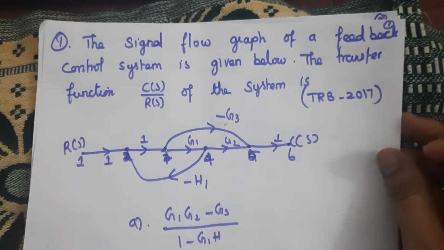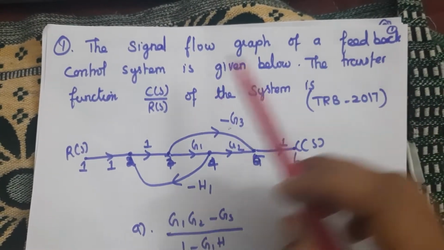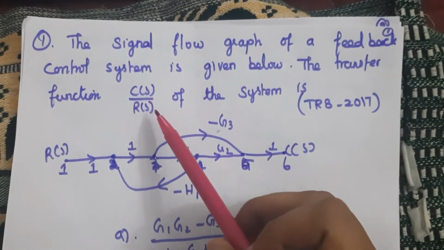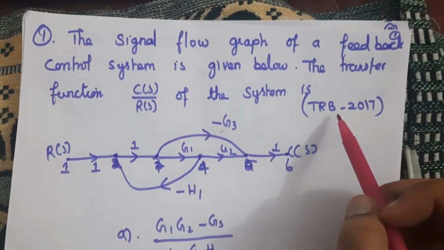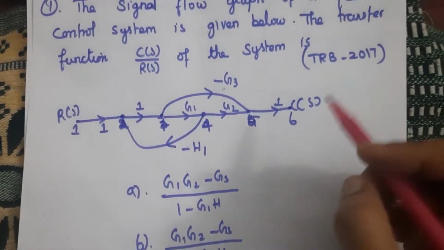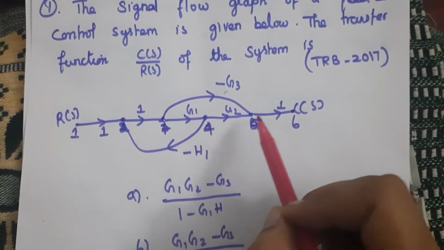The first question: the signal flow graph of a feedback control system is given below. The transfer function C(s)/R(s) of the system is... This is a question from TRB 2017. So our aim, first, we have to find the number of forward paths.